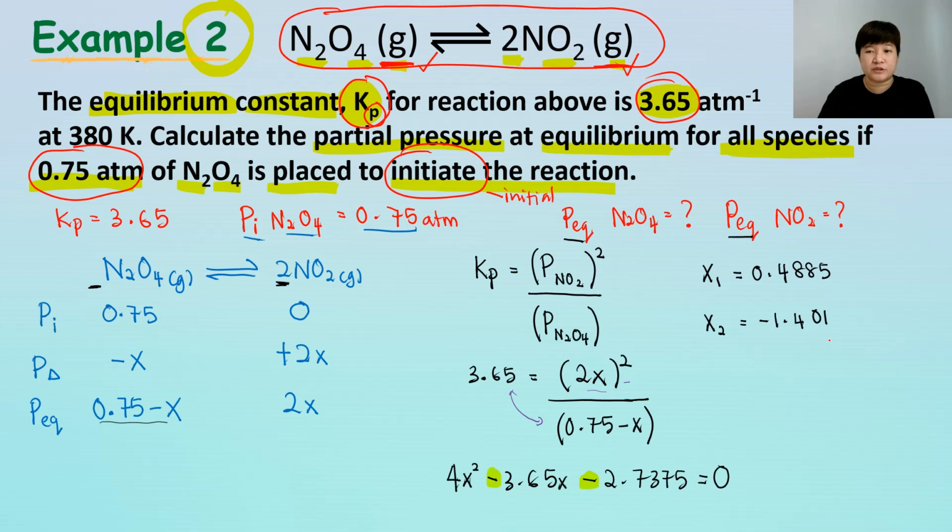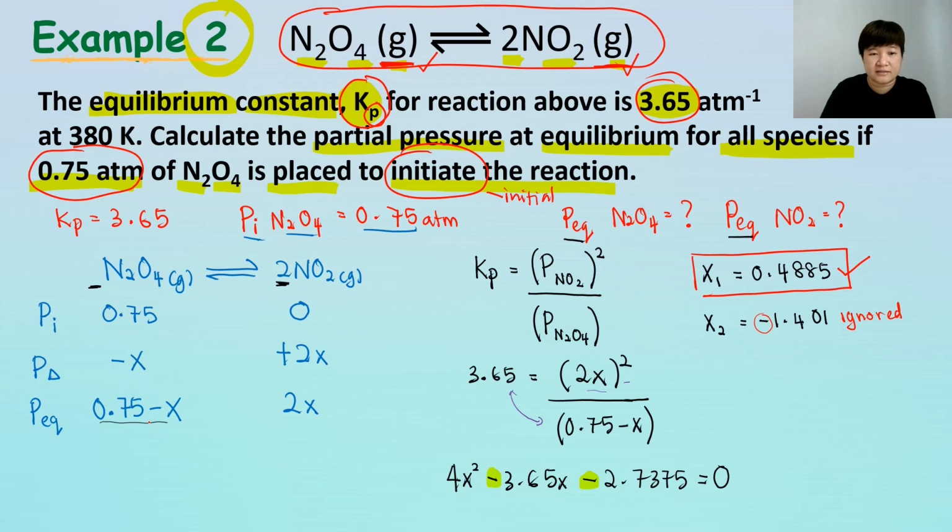Which one are we going to take? If of the two values, one is positive and one is negative, easiest ever, because we will take the positive. We will ignore the negative. We cannot use the negative, because negative means there is no change. So we cannot take the x when it's negative. We will ignore it. Therefore, the x we take here is 0.4885.